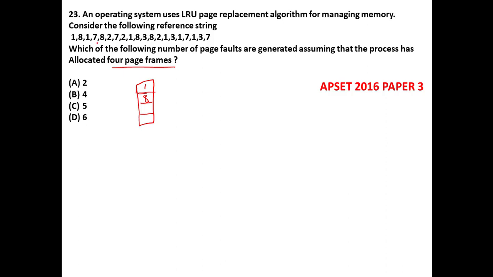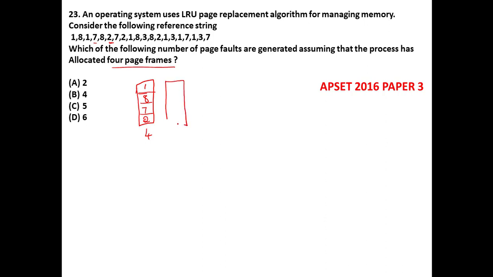For 7 the page fault will occur, so that is 3 page faults. For 8 no page fault occurs because 8 is available in main memory. For 2 the page fault will occur because 2 is not available. So how many page faults? There are 4 page faults so far.